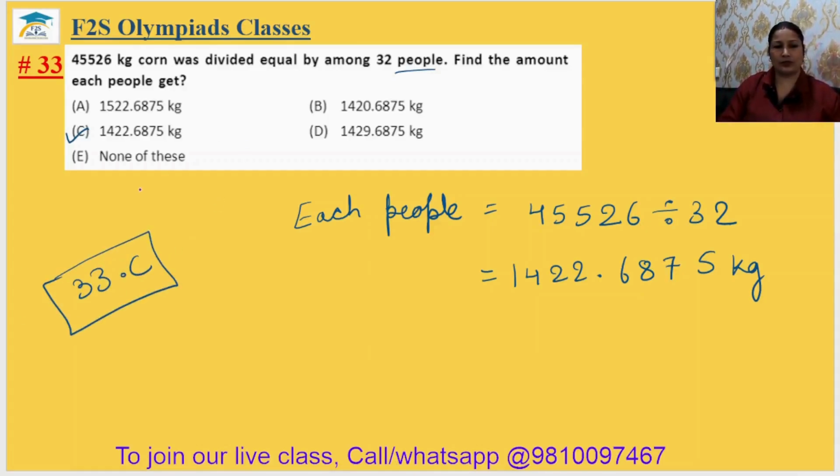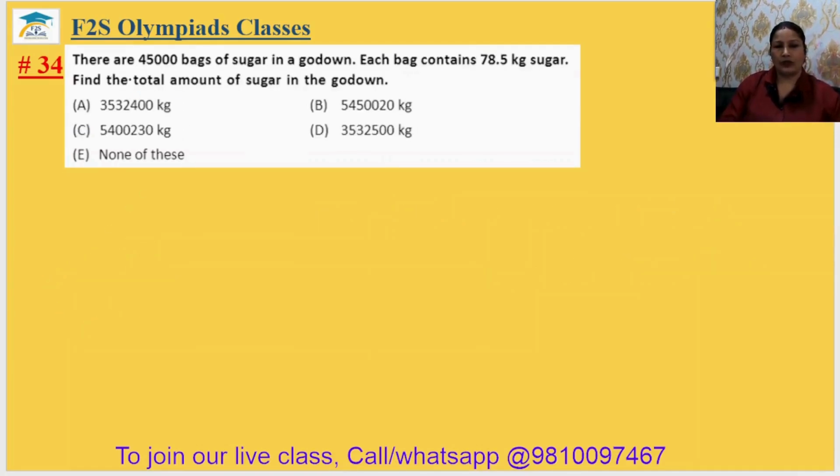Question number 34. There are 45,000 bags of sugar in a godown. Each bag contains this kg of sugar. Find the total amount of sugar in the godown. So to find the total amount, there should be multiplication. Okay? So 45,000 multiplied by 78.5. So you will get 353250.